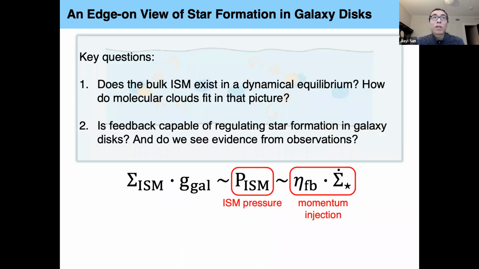Now, returning to the key questions here, the result I just showed has already addressed the first one. So what about the second one? To figure out whether feedback is capable of regulating star formation in galaxies, one way we can do this is that we can measure ISM pressure and star formation rate surface density, and then we can back out this eta FB term.